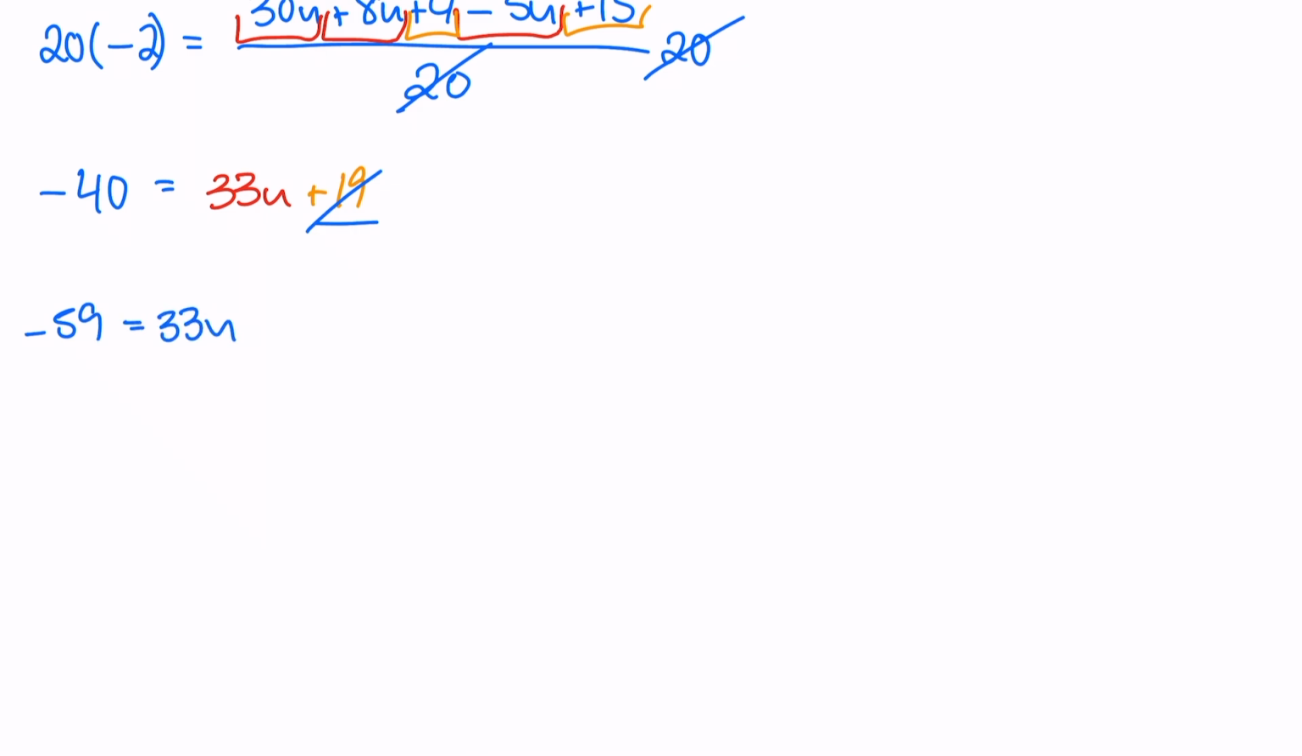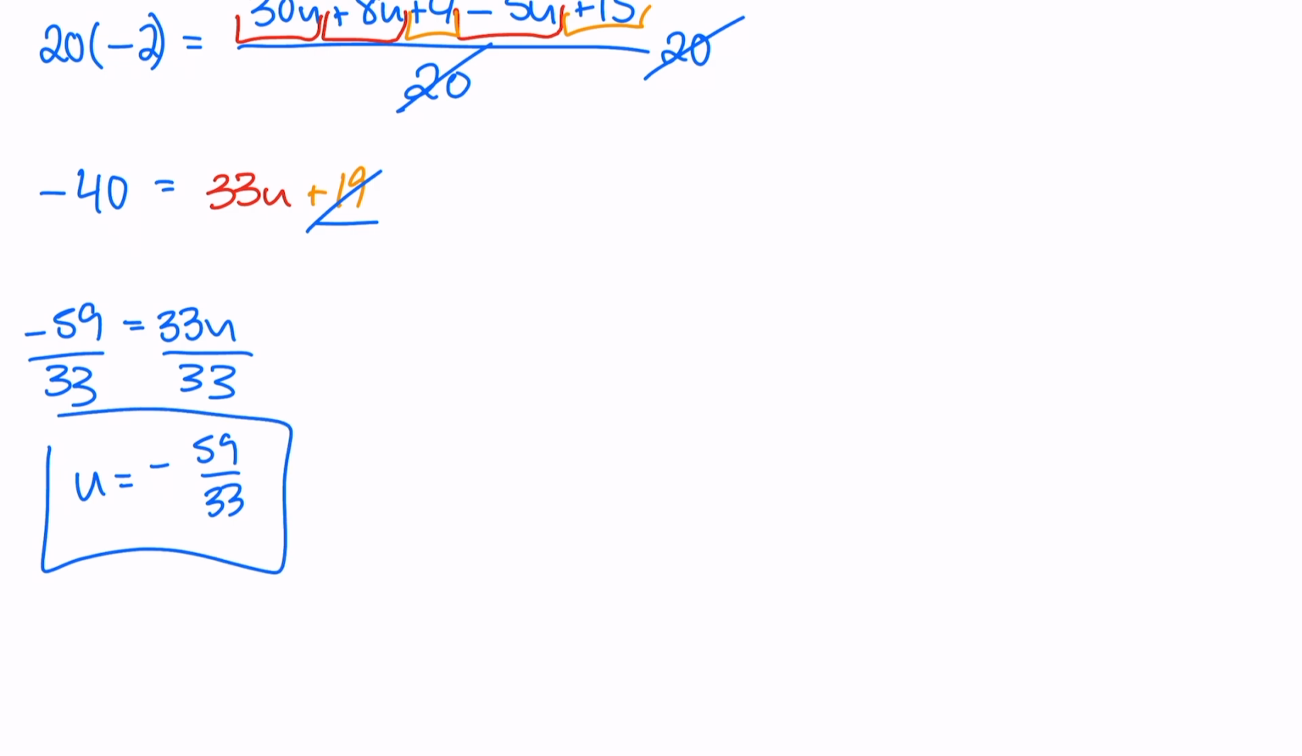So now to get u by itself, we need to divide by 33 on both sides. And we end up with u is equal to negative 59 over 33. And since that fraction cannot be reduced any further, that is our final answer.